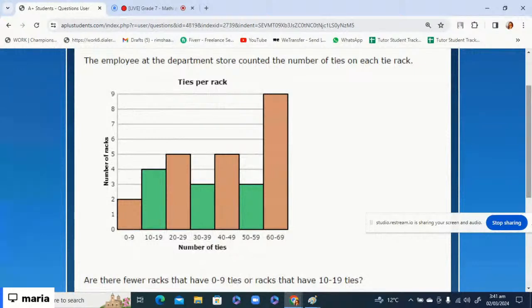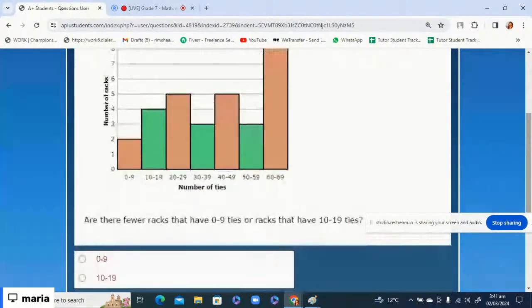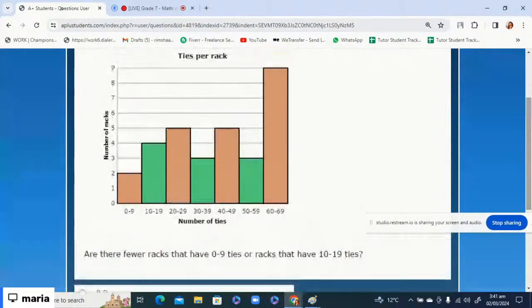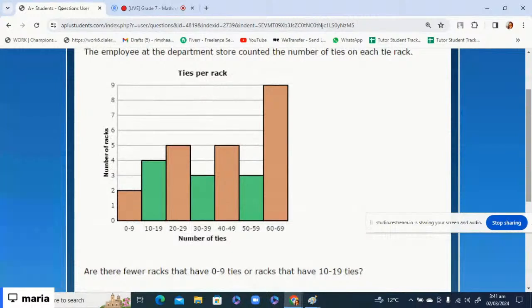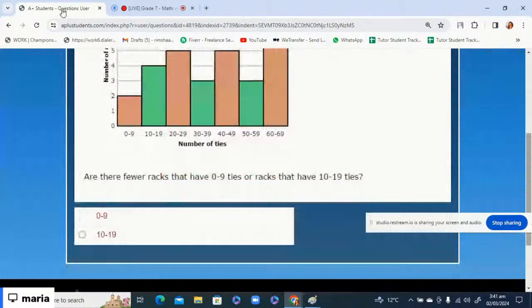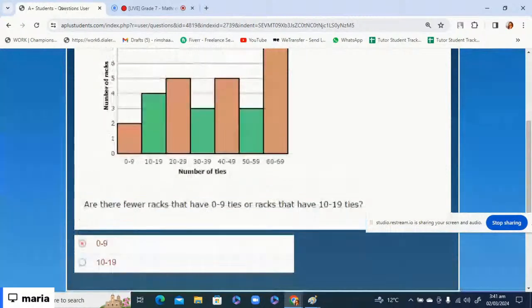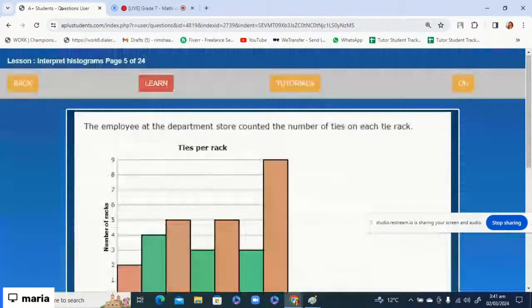Okay, now let's check. Are there fewer racks that have 0 to 9 ties or racks that have 10 to 19? First check 0 to 9. These are the two racks. And when we check 10 to 19, these are four racks. Which one is fewer? 0 to 9, which is fewer racks. So we can click our answer 0 to 9 because that is only 2 and the other one is 4.